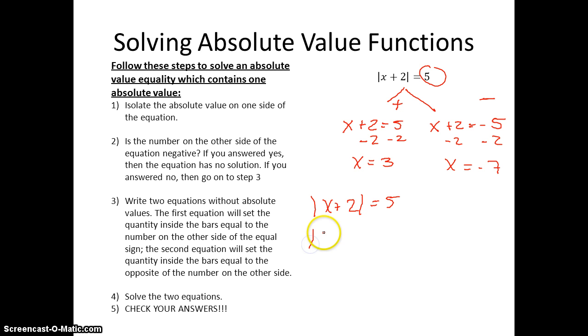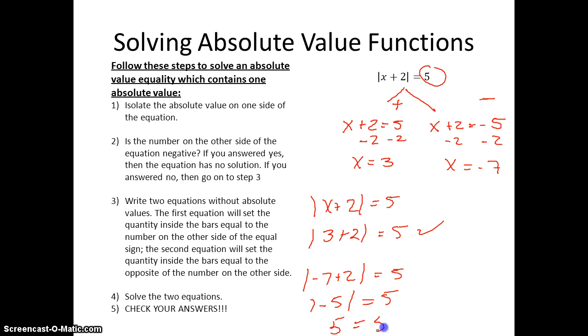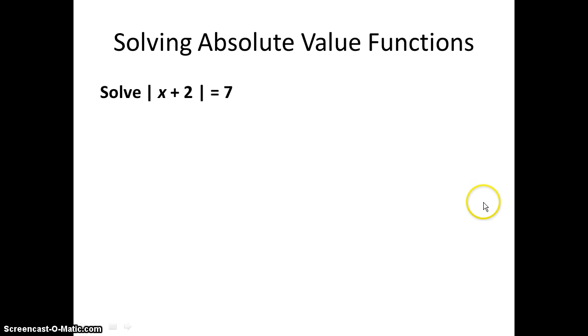If we plug that back in, absolute value of x plus 2 equals 5. Let's plug in 3. 3 plus 2 equals 5. Absolute value of 5 is 5. Check. Let's check the other one. Absolute value of negative 7 plus 2 is supposed to equal 5. Negative 7 plus 2 is negative 5. Absolute value of negative 5 is 5. That equals 5. Check. So yes, you have to show all your work just like this until you get something like that. So this one works.